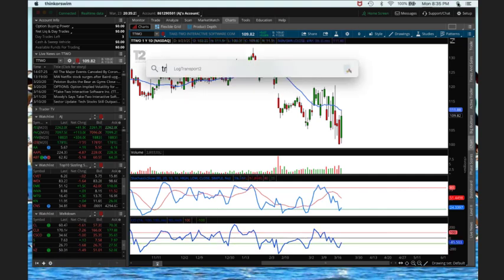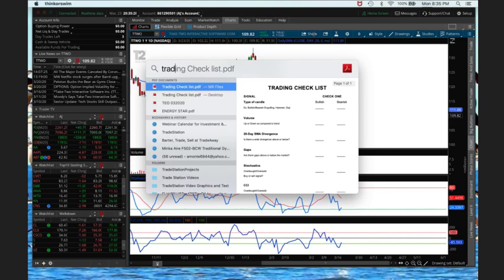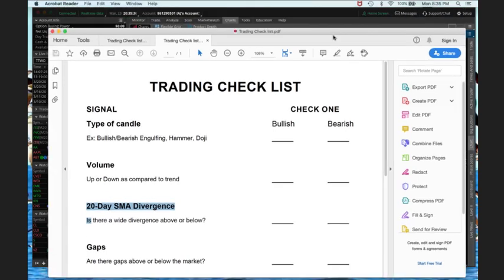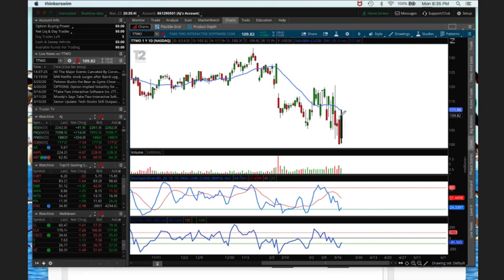Let's go through this again to help people who don't know how to even read a chart. First thing we look at? We look at the type of candle. Well, this is a long green candle, very long. That's a powerful green candle. It means the buyers are moving the stock up.